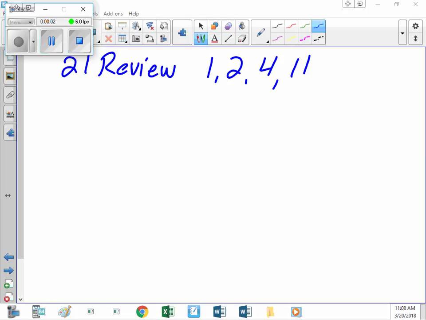Chapter 21 review. We're only doing 4 problems, 1, 2, 4, and 11. So the first one is on page 391. A survey organization draws a simple random sample of 1,000 registered voters in a certain town. In the sample, 32% approve of the mayor. The organization estimates that 32% of all 50,000 registered voters in the town approve of the mayor, because that's the best we can do, right?